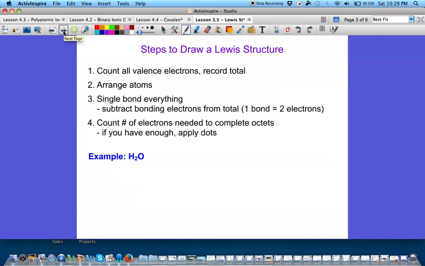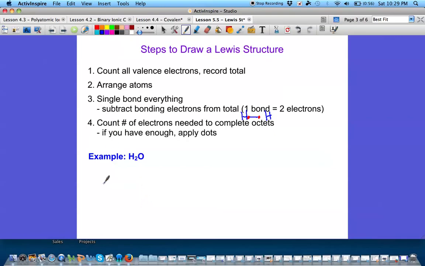So the steps to draw a Lewis structure. The first thing that you need to do is count all of the valence electrons and record the total. Secondly, you need to arrange the atoms, and then you need to single bond everything and subtract the electrons from the total. One bond equals 2 electrons. So a bond here has an electron at each end. So if we have a diatomic molecule of hydrogen, there is an electron at each end of the bond. The fourth step is to count the number of electrons needed to complete the octets, and if you have enough, you're going to apply the dots.